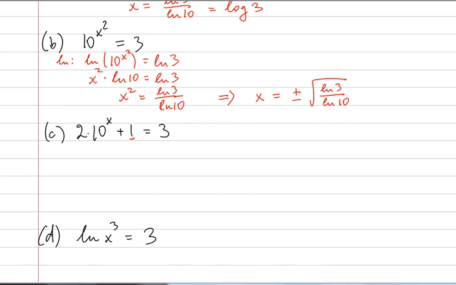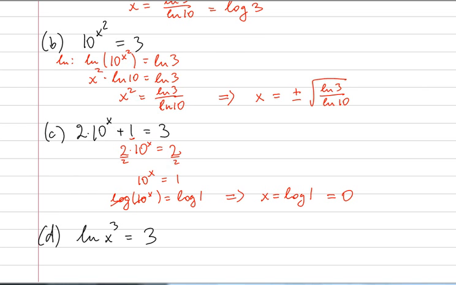For the next question, you need to solve for 10 to the x first. So you bring this one over to the other side. So you say 2 times 10 to the x equals 3 minus 1, which is 2. Then you divide by 2. So you get 10 to the x equals 1. And then you take ln or log. Let's say take log. So log of 10 to the x equals log of 1. And therefore, because log and 10 to the x are inverse functions, we get x equals log of 1, which is 0. Actually, log base any number of 1 is 0. So here we get 0.